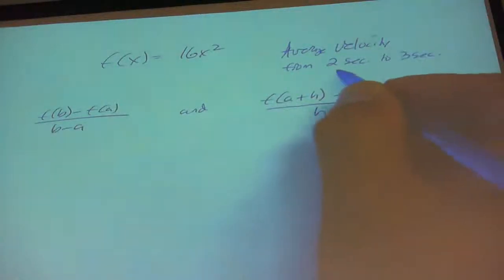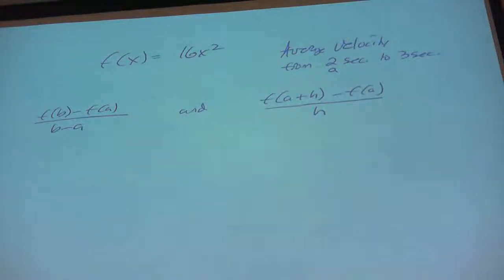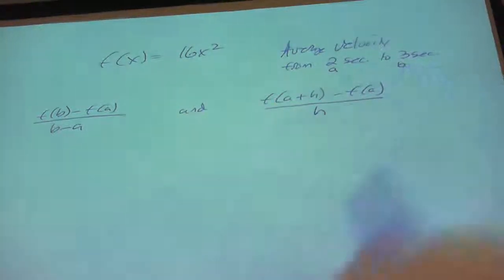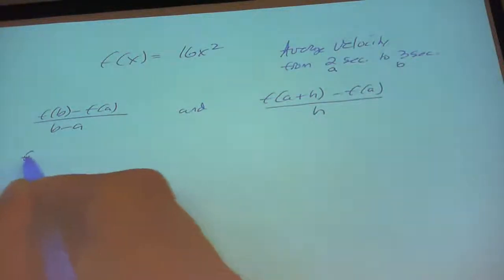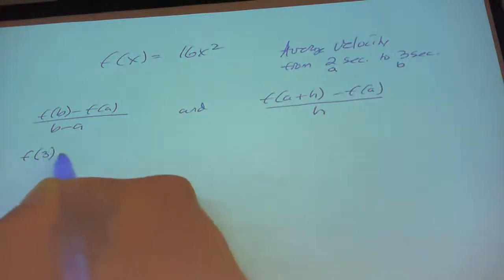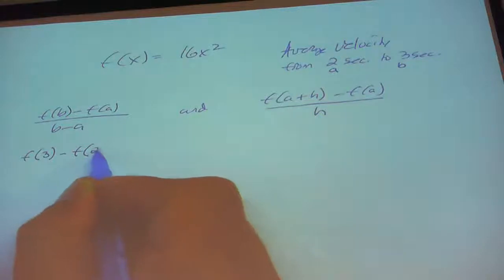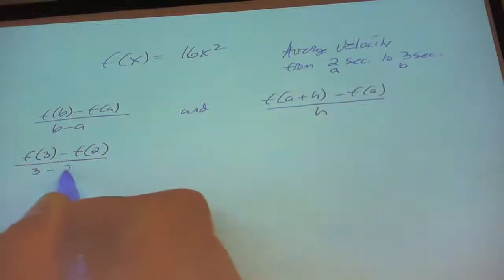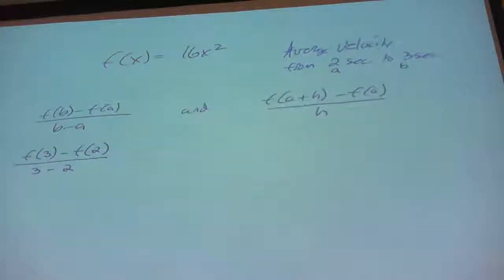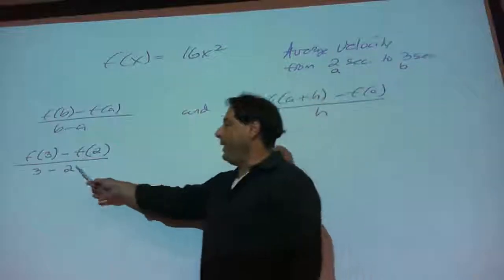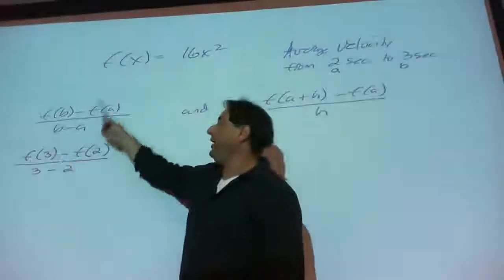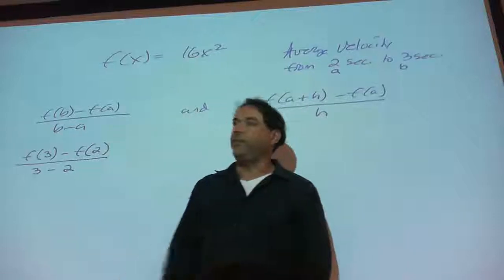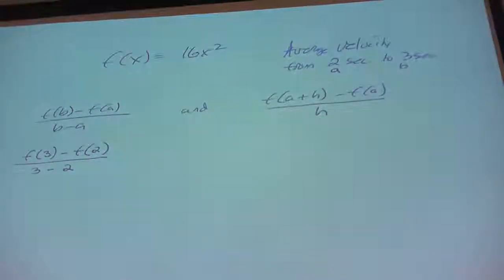Our starting point is 2 seconds, A. Our ending point is 3 seconds, B. F of what's B? 3. Minus f of what's A, over what's B? 3 minus 2. Now, to figure out f of 3, what does that mean? Plug in 3, that's what f of 3 is. Plug in 2, that's what f of 2 is. But don't do anything yet. I'll give you some time.